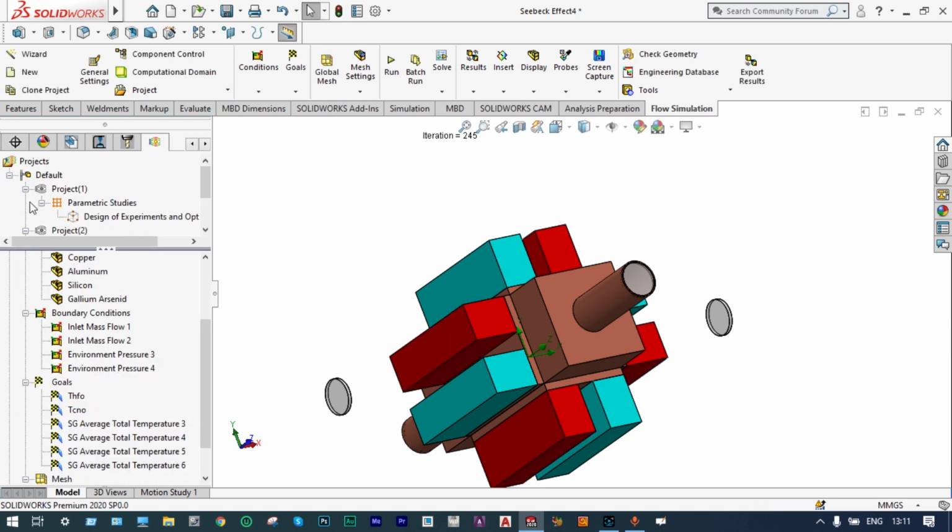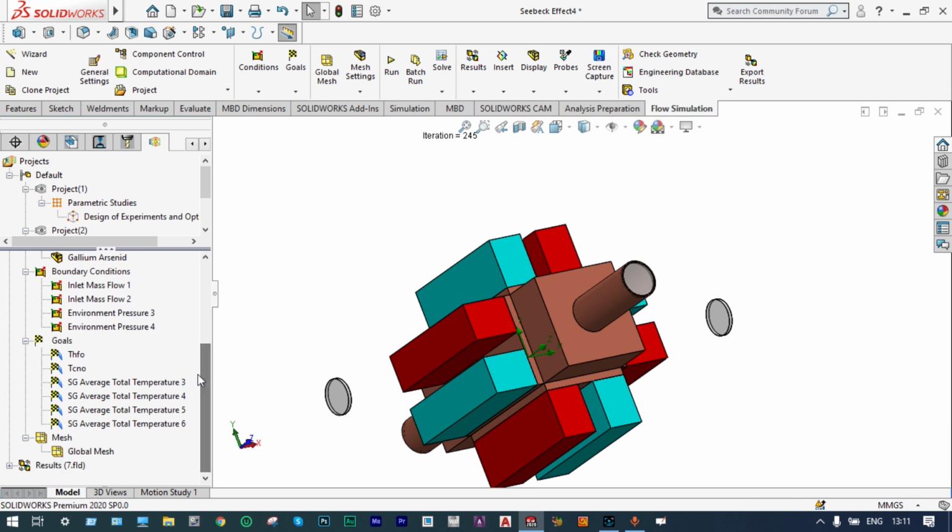Green check, and we can rename these things as temperature at silicon surface 1. We can rename this one as temperature at silicon surface 1 TSI1. Second one will be temperature at silicon surface 2. Third one will be temperature at silicon surface 3. And the last one will be temperature at silicon surface 4. Done. Exactly same way we have to select the surface temperatures of gallium arsenide also.